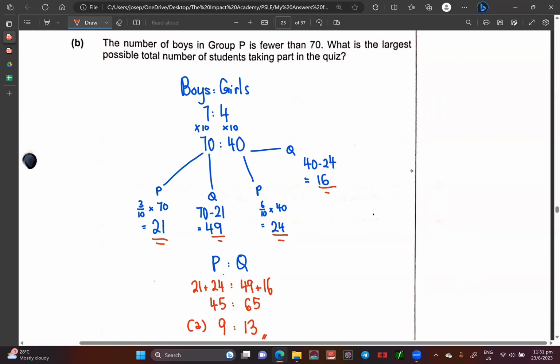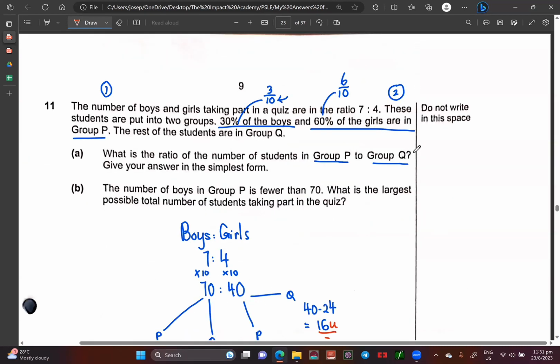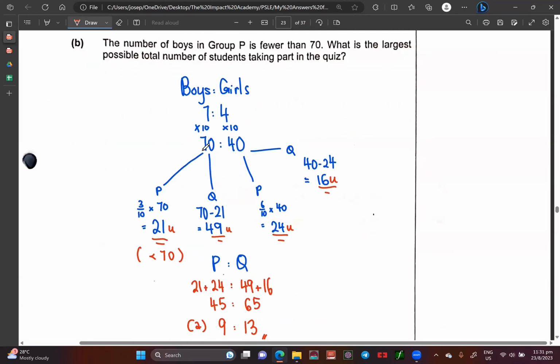Now, in part B, it says that the number of boys in group P is fewer than 70. So what they're trying to say is that this is less than 70. These are all in units, so I just wanted to write this down to remind you. If it's less than 70, and since they are in this ratio, we have to make sure that 21 units is anywhere from 70 and below.